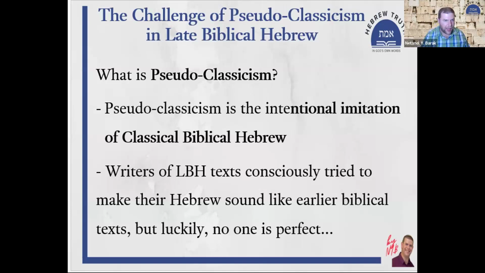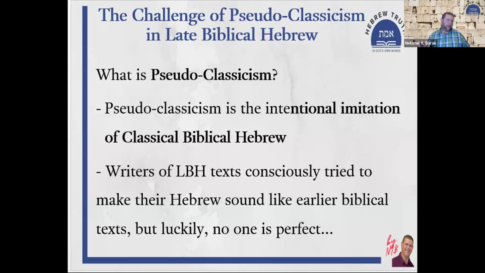We've seen a very good example of that with our discussion about the Yehoash inscription, right? Because when you forge something and you want to write it in classical Hebrew, that's pseudo-classicism. That was an attempt by whoever forged that inscription to write in a way that would be exactly like First Temple period Hebrew. Okay. Luckily, no one is perfect.